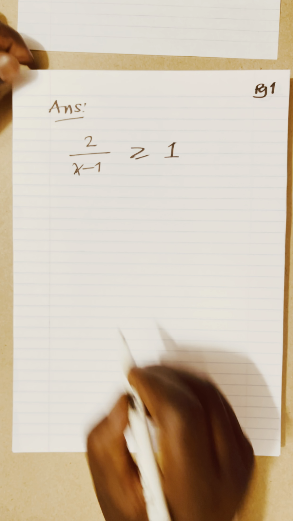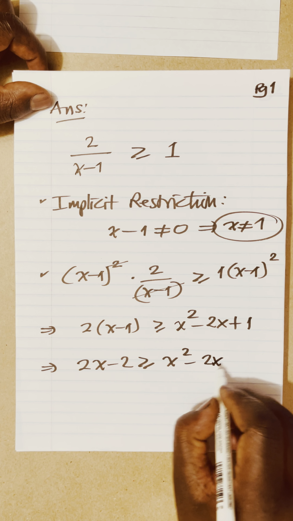Now notice that this cancels 1 there. And on the left, what do you have? You have 2 times x minus 1. On the right, what do you have? You have that expression, which simplifies to x squared minus 2x plus 1 if you remove the brackets. Remove brackets on the left or distribute the 2. 2x minus 2 will be greater than or equal to x squared minus 2x plus 1.